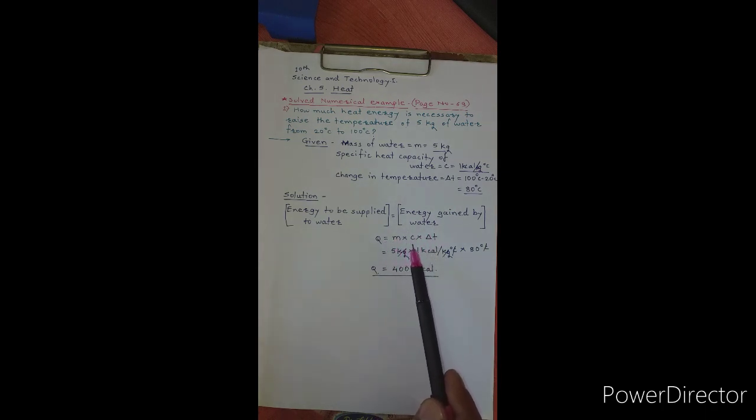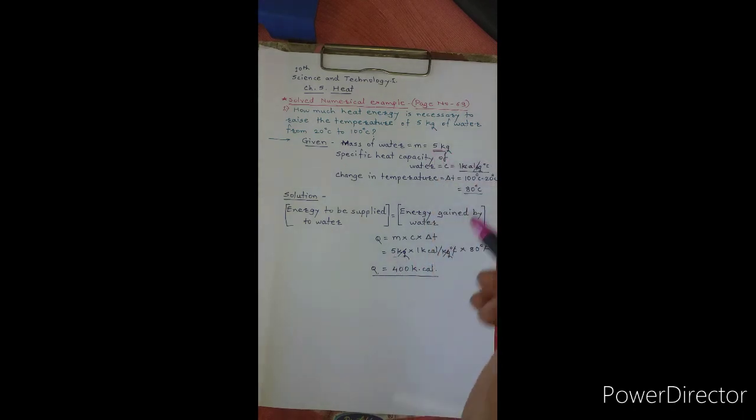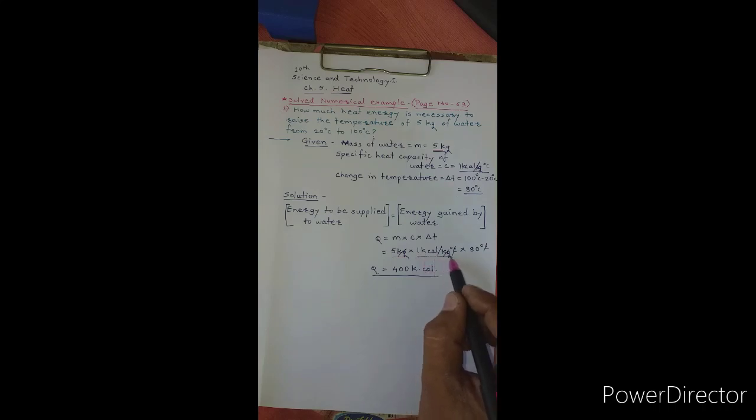How much heat the water gains can be given by the formula: mass into specific heat capacity into change in temperature. Now, mass is 5 kilograms into specific heat capacity of 1 kilocalorie per kilogram degree Celsius into 80 degrees, that is the change in temperature.